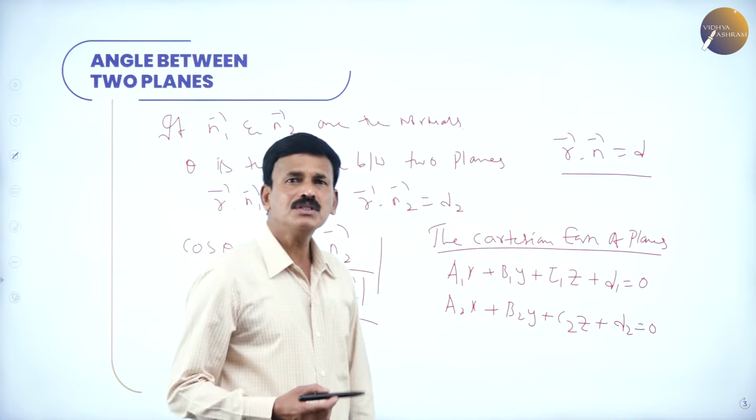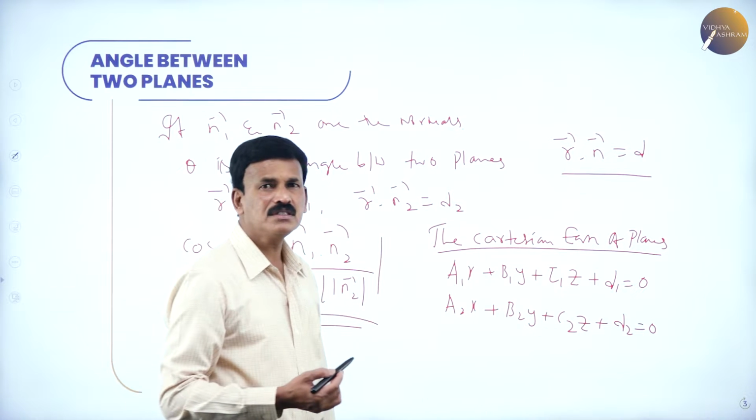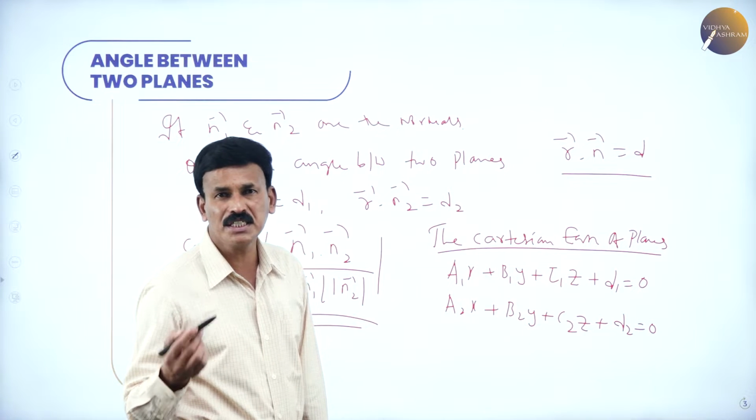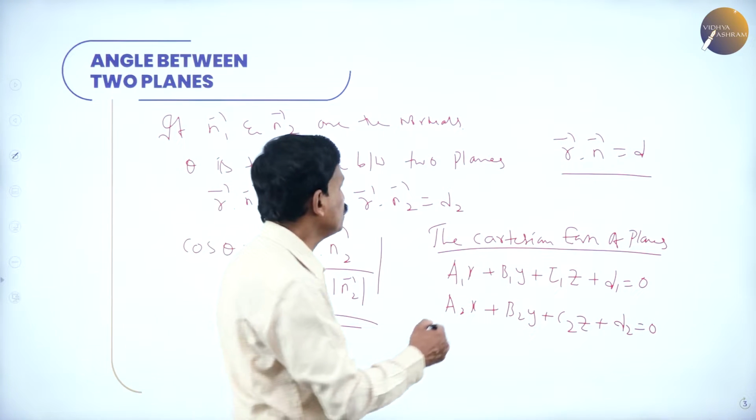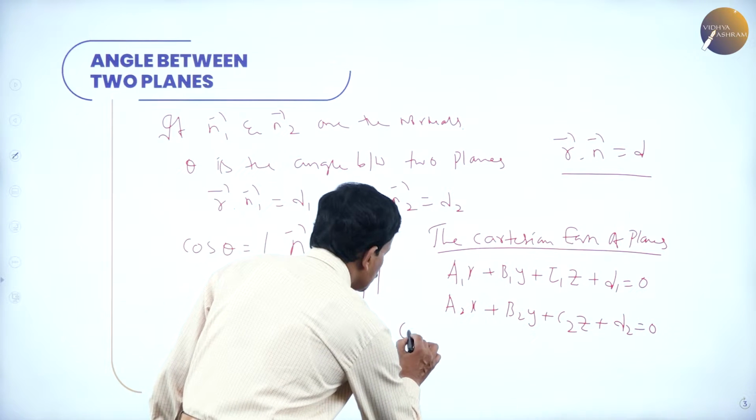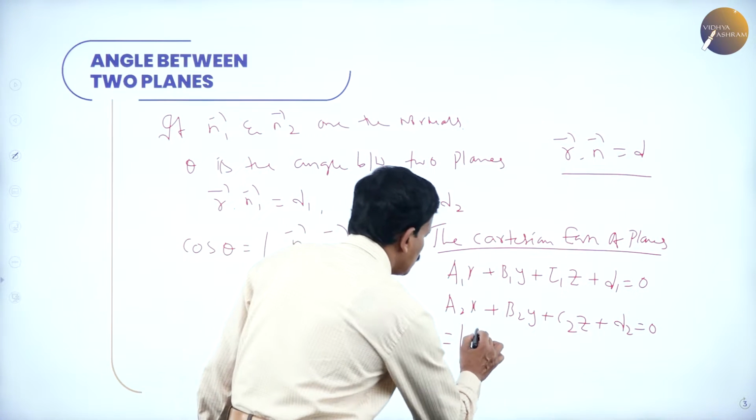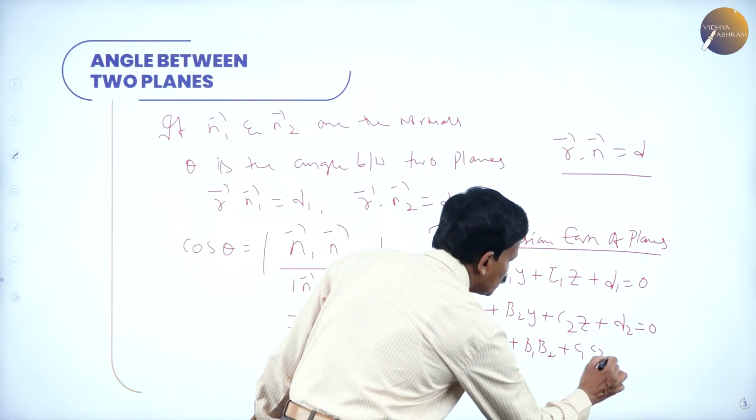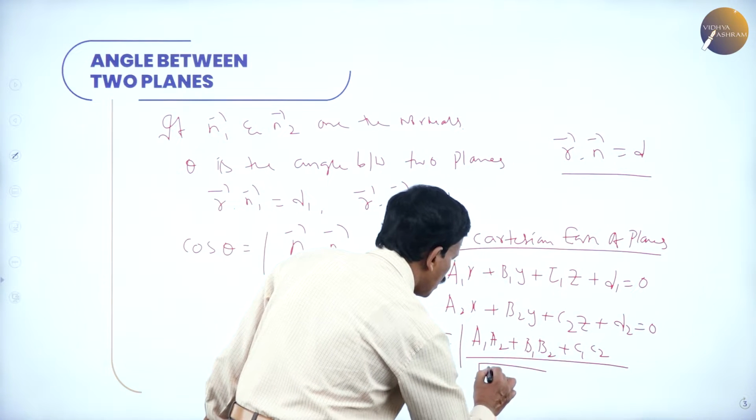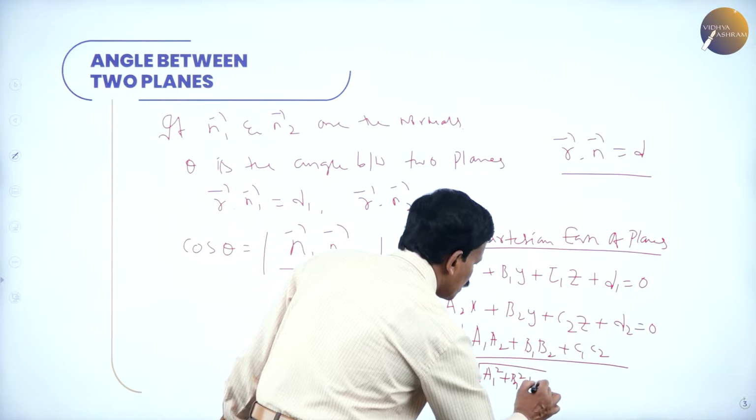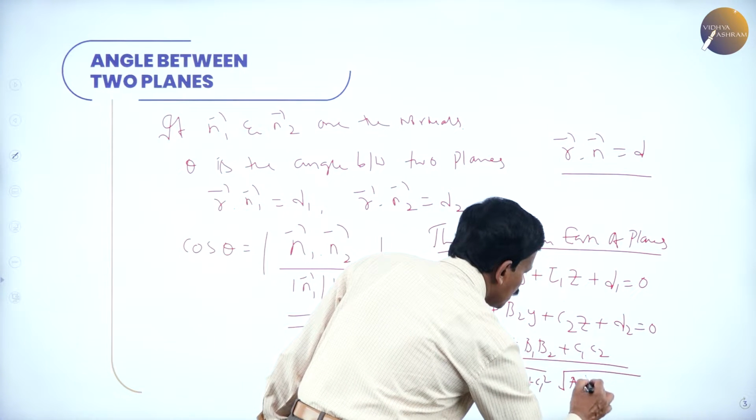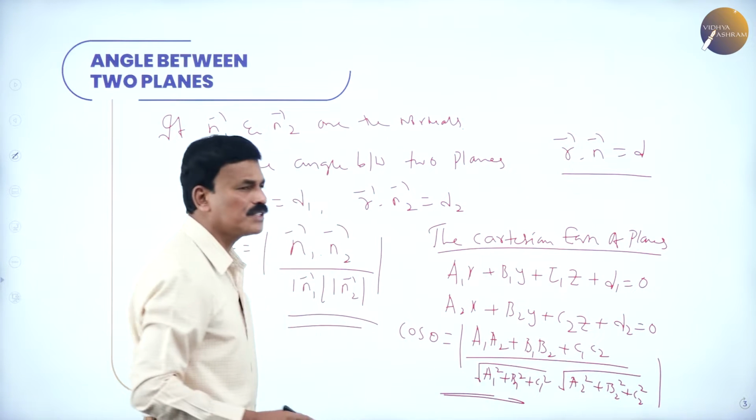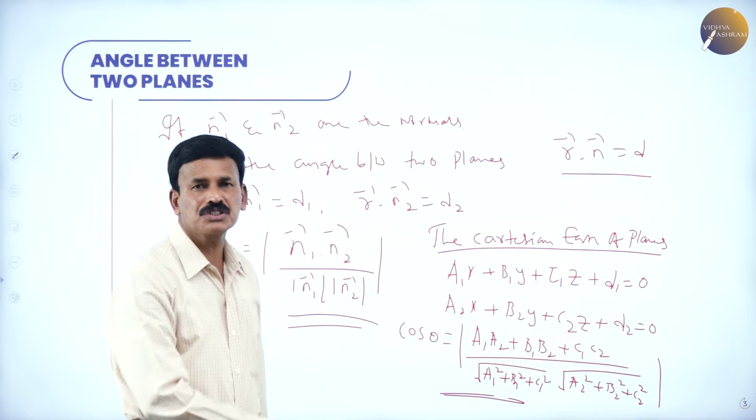So if a1, b1, c1 and a2, b2, c2 represent the direction ratios for the normals n1 and n2, then the angle of intersection between these two is given by cos theta is equal to modulus of a1 a2 plus b1 b2 plus c1 c2 divided by root of a1 square plus b1 square plus c1 square into root of a2 square plus b2 square plus c2 square. This will give the angle of intersection between the two planes in the Cartesian form.